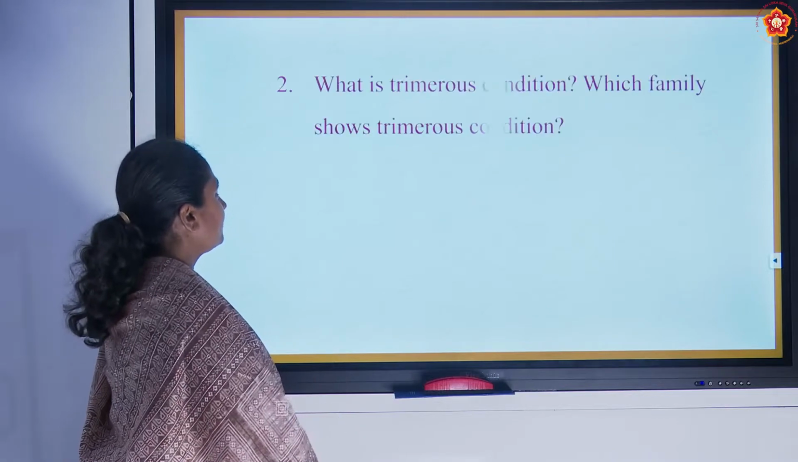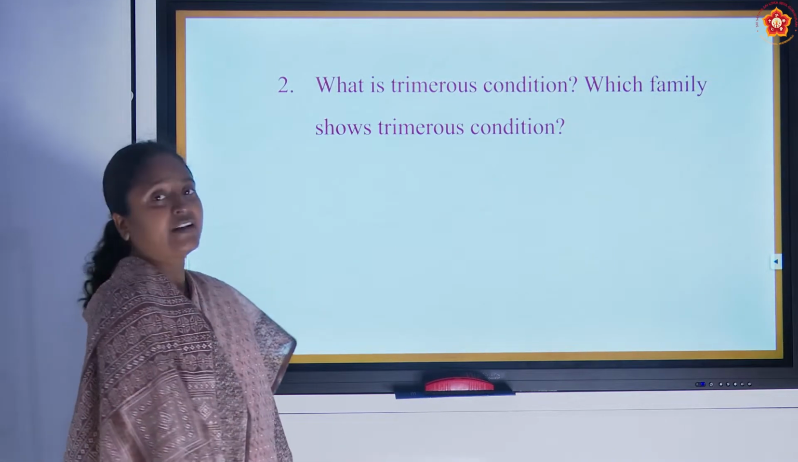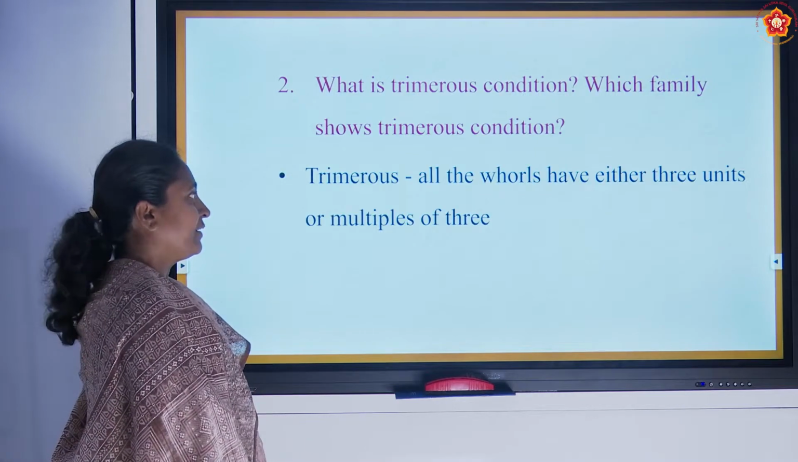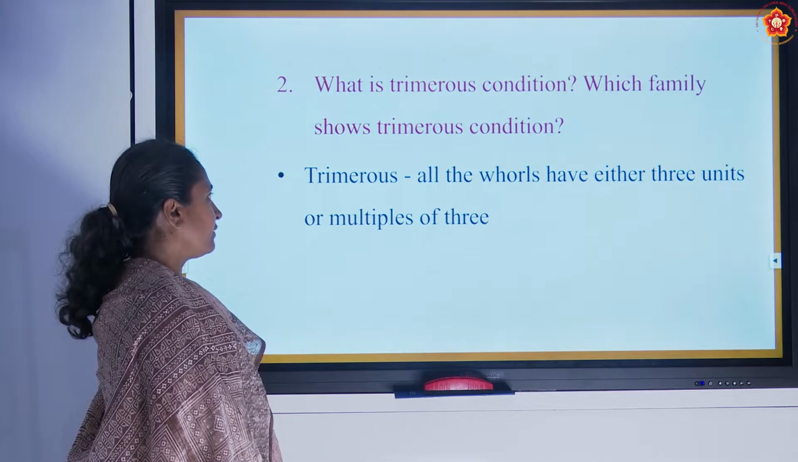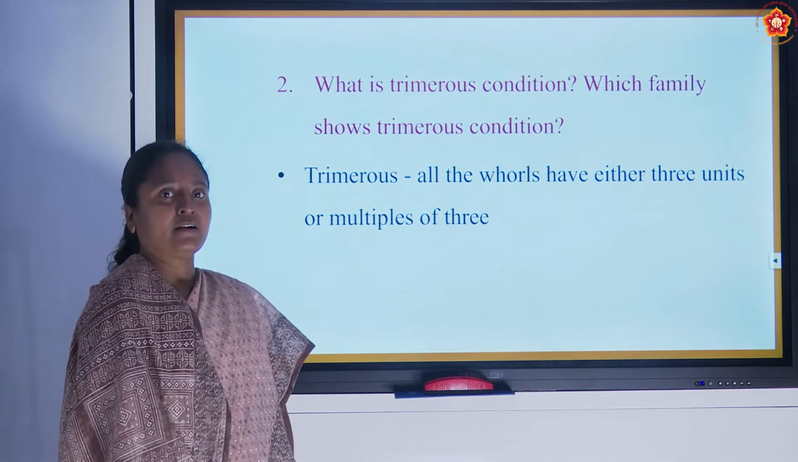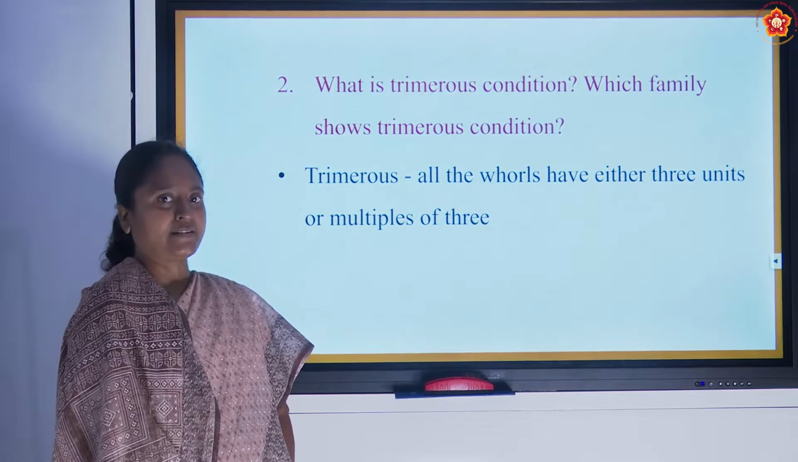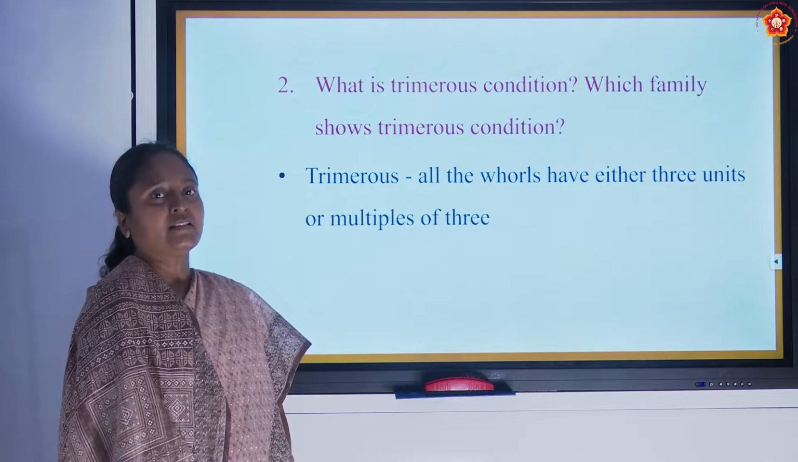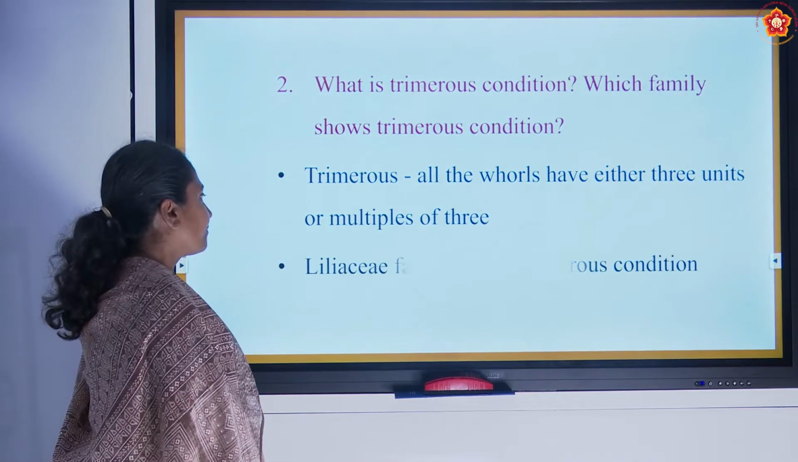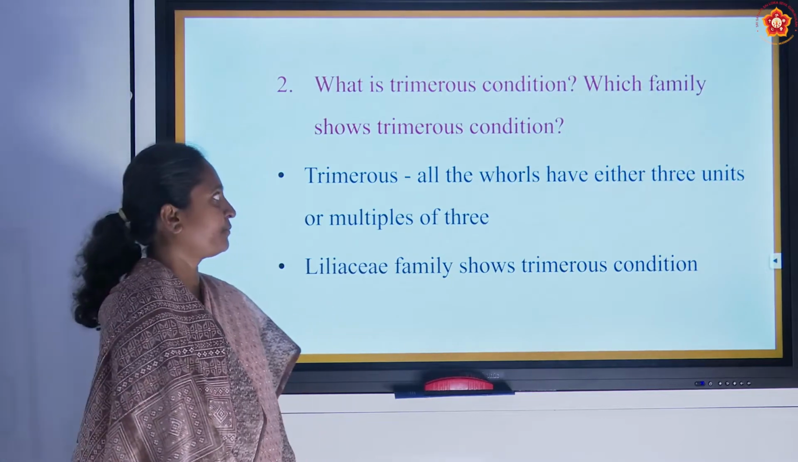The question asked was, what is trimerous condition and which family shows trimerous condition? Trimerous means something is 3. So here all the plant parts, especially in the flowers, are arranged in 3 or multiples of 3. All the whorls, petals, sepals, everything will be in 3 or multiples of 3. The family Liliaceae shows this trimerous condition.